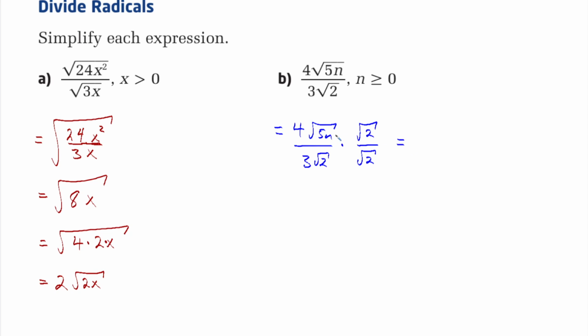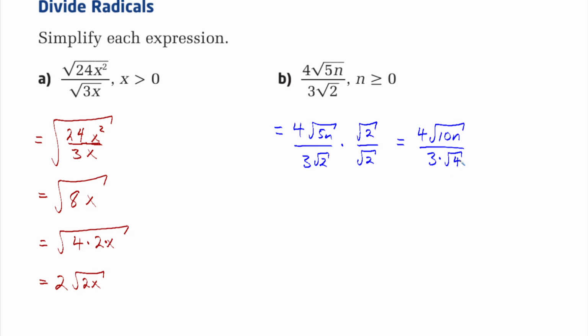Okay, so on top, 4 times root 5n times root 2, I can put those together. That's going to be 4 times the square root of 10n, right? Because 2 times 5n under the radical sign is going to be 10n. And on the bottom, 3 times root 2 times root 2 is going to be 3 times the square root of 4.